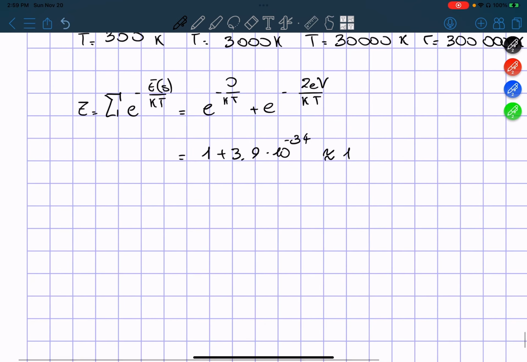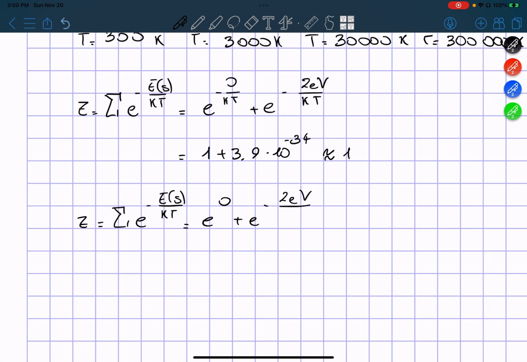Then we can do the same thing for our second value, T equal to 3000. So sum of e to the power of negative energy of s over kT. Only two states, so we're going to only have two values, so e to the power of 0 plus e to the power of negative 2 electron volts divided by kT. Our k is 8.7 times 10 to the power of negative 5, pretty much. So 2 divided by 8.7 times 10 to the power of negative 5 times 3000. Okay, and then e to the power of negative of this.